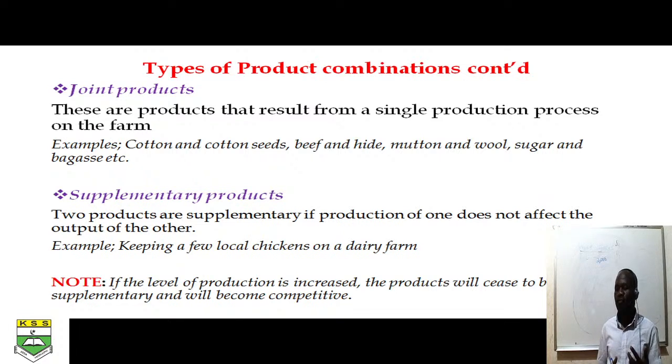Then 3, we have what we call joint products. Now, joint products are products that result from the same production process. That one is the simplest. They result from the same production process. There's no way you can get one without getting the other.